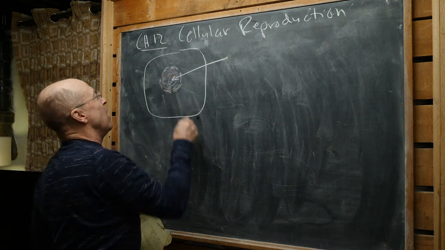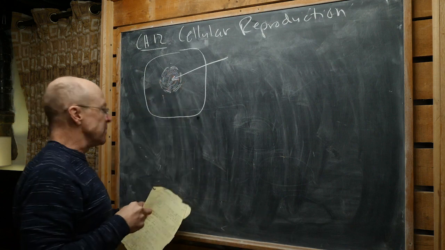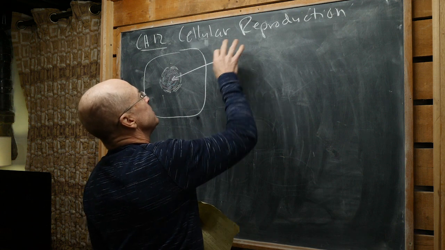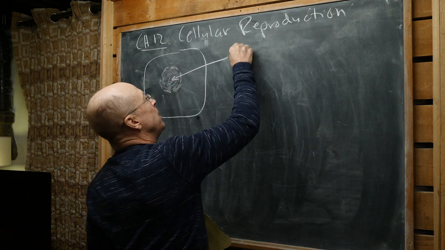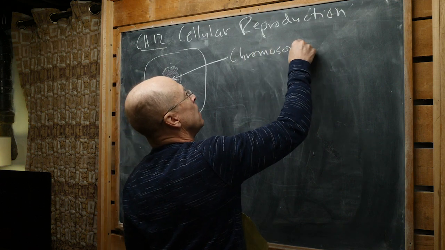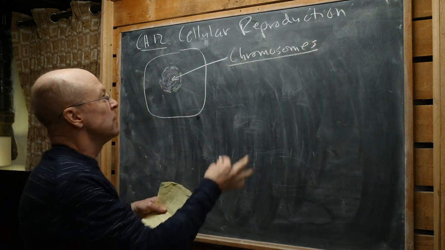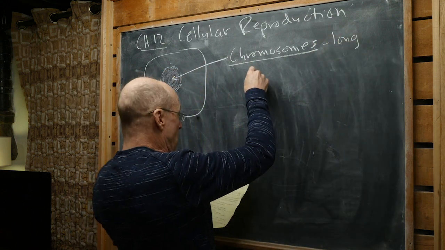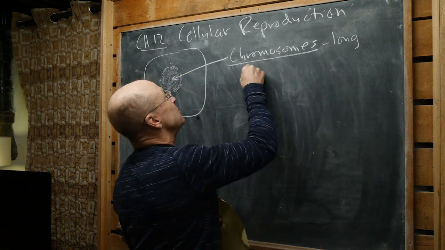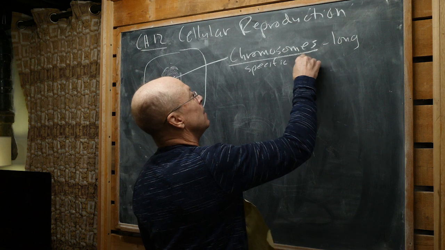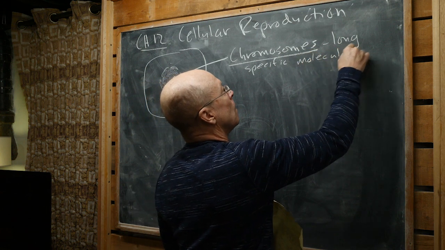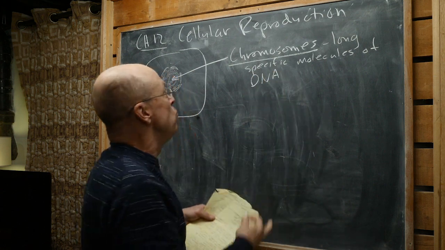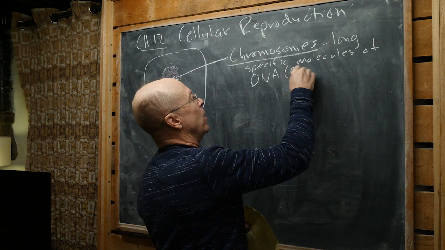What's inside of the nucleus is a lot of big-time biochemistry. So inside the nucleus of a cell in a typical state would be things we call chromosomes. And at this point, let's define chromosomes. These are long, specific molecules of DNA. Of course, they're macromolecules, macromolecules of DNA. We know what DNA is. We've already defined it, but I'll go ahead and refresh your memory.